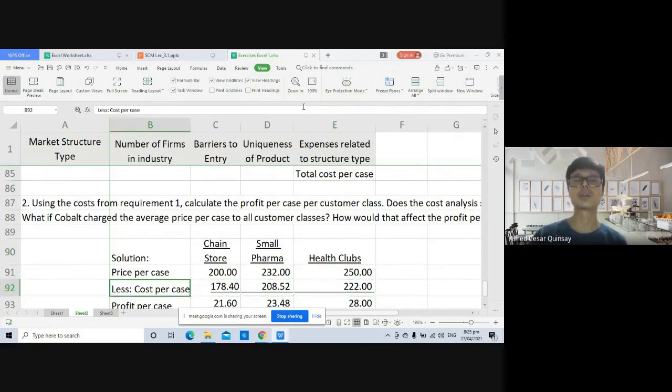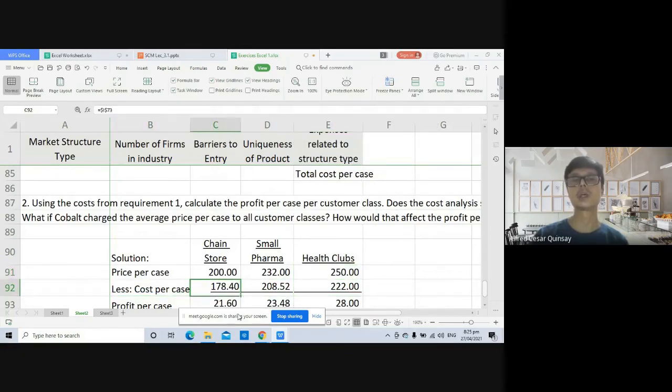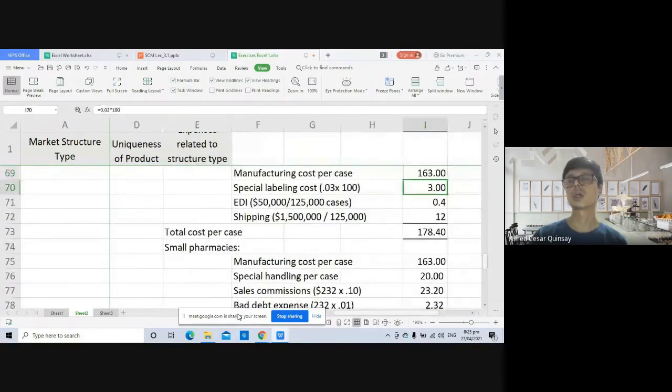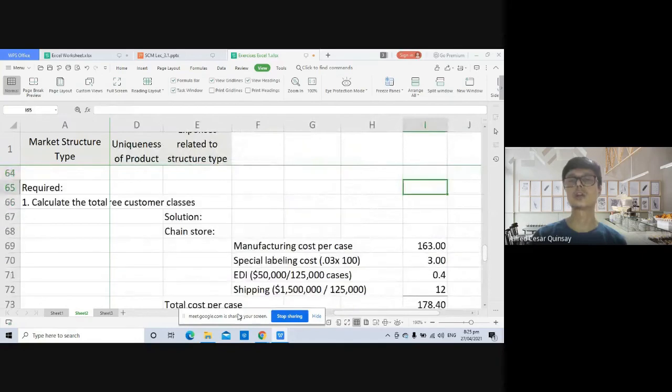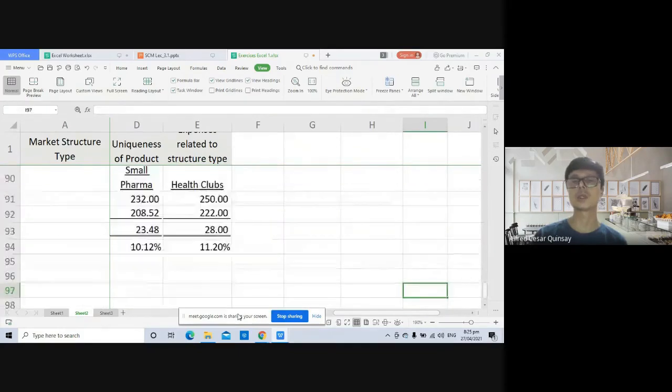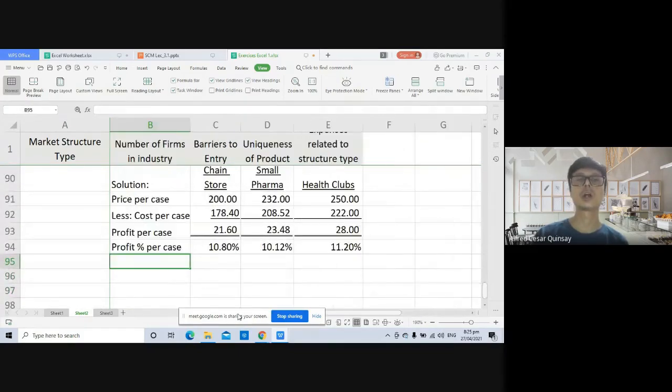So, makikita natin dito, yung price per case dito sa chains dun sa drugstore is 200, kay pharma is 232. Nakita natin kung saan nakuha yan, no? And yung isa naman is 250. Tapos yung cost per case, yun na-compute natin dun sa taas, yung 178 para dun sa drugstore, no? Tapos yung sa mga small pharma is 208.52, and yung sa health clubs is 222. Okay, so makikita natin.